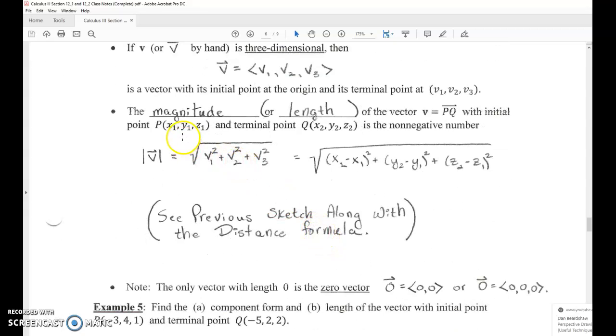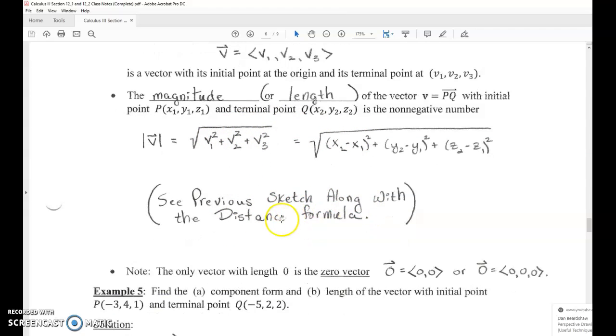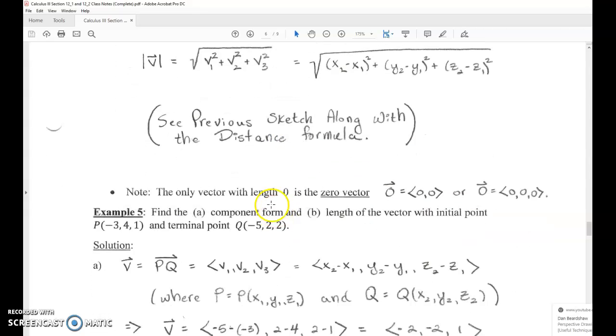Now, how do I figure out the magnitude or length of any vector? It's simple. You just square each component, add them up, and then take the square root. Why is that? It's just the distance formula between 2 points. So if I'm looking at it as component form like this, that means its initial point was at the origin. So v1 minus 0 squared. We don't need to write that. Okay, but it's the same thing. Again, you can look at the previous sketch if that's confusing, but that's how that all works.